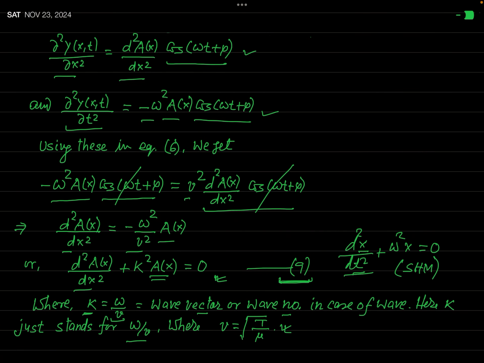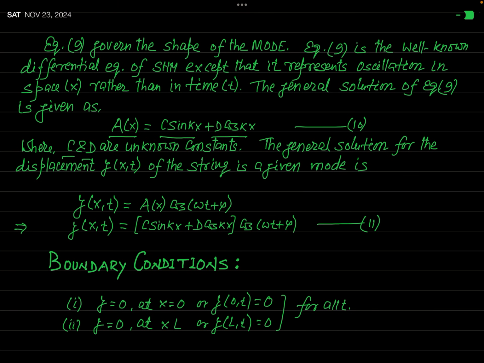Actually, these are the two integration constants. You can see this is a second order differential equation. So when we want to solve it, we have to integrate this equation 2 times. And during those two integrations, we will have two integration constants. So c and d are those two integration constants. Okay. So now, as A(x) has been defined like this, now you can write the general solution for the displacement y(x,t) in an easy manner.